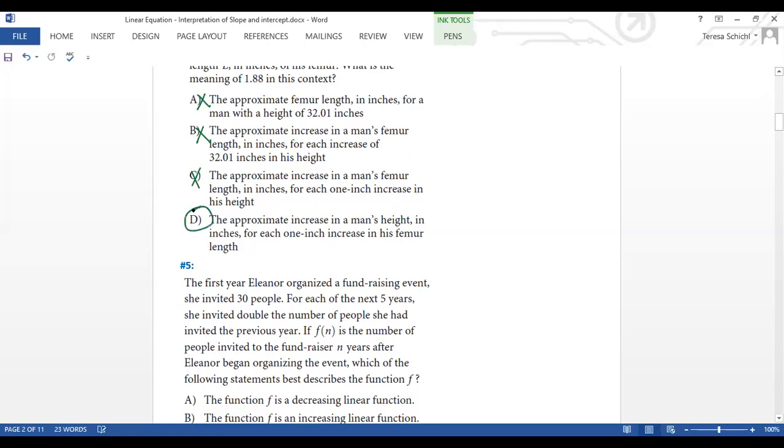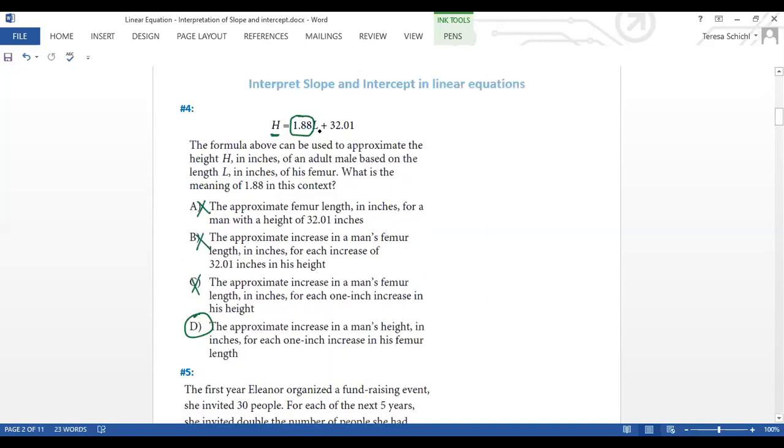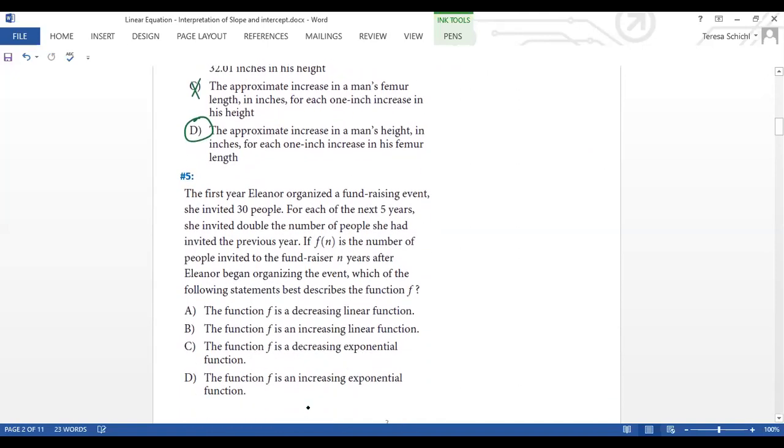So yes, this is the correct answer, right? So every time the L increases 1 unit, how much is the H going to increase? That's how we interpret the slope here. Okay, let's take a look at part D here.